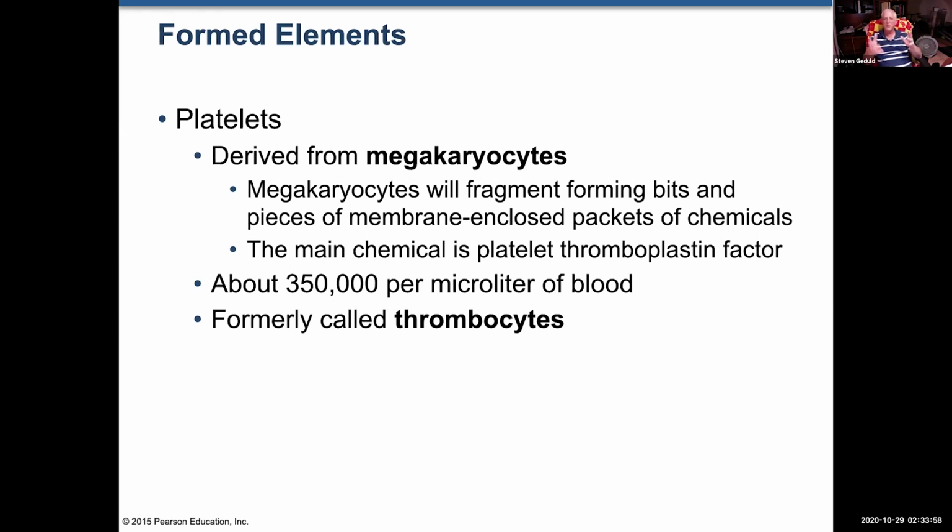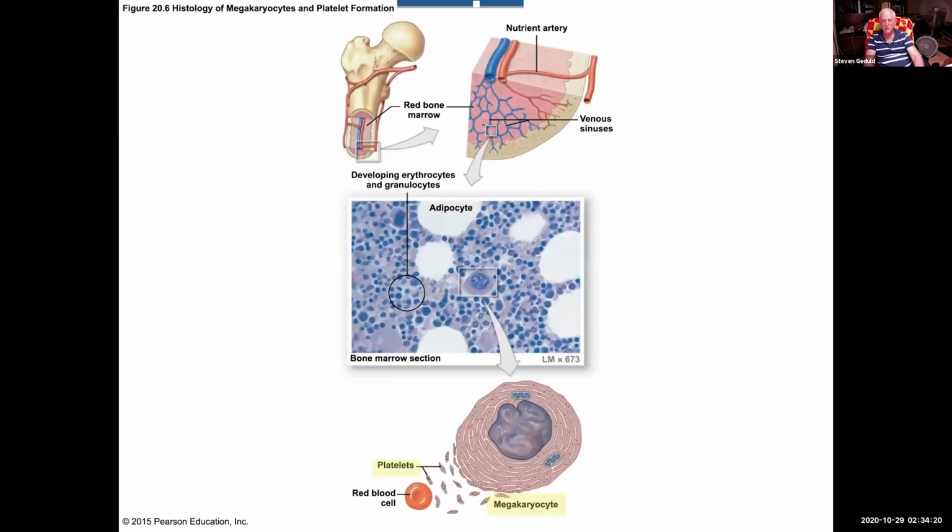Okay, it fragments off, forming bits and pieces of membrane-enclosed packets of chemicals. The main chemical in a platelet is thromboplastin factor. Okay, it's going to form thrombosis, and it's going to cause clotting. You have about 350,000 per microliter of blood. They used to be called thrombocytes. Now we call them platelets. Okay.